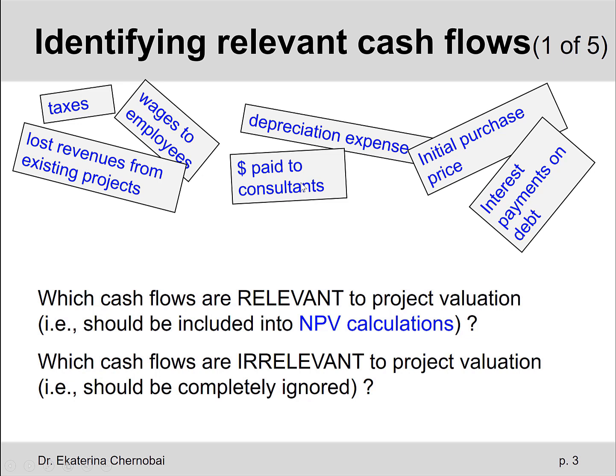So money paid to consultants is an example of what we call a sunk cost. And sunk costs are irrelevant to project valuation. So if there is something that looks like money that has already been spent in the past before the decision on the project is made, then you should cross that number out from your list, and you will not be using it anywhere in your net present value calculations.